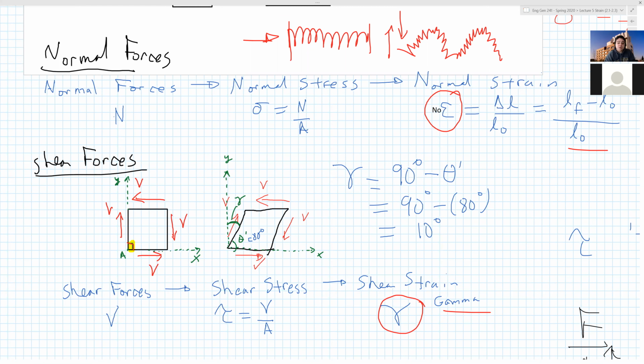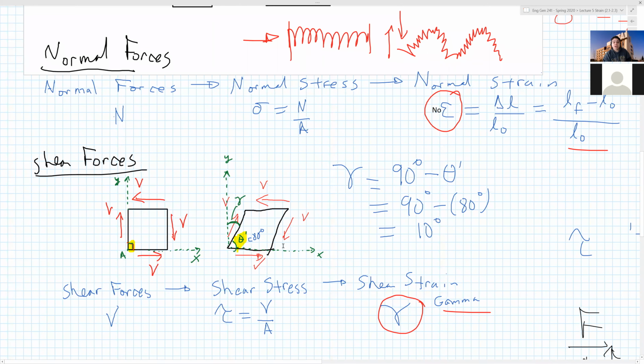There's an initial angle of 90 degrees, but then don't you have a new angle right here? That theta prime is your new angle. But what do we care about? We care about change in angle. Just like change in length, we care about change in angle. That change in angle is called shear strain. So shear forces lead to shear stress, which causes, geometrically, shear strain. It's a change in angle.